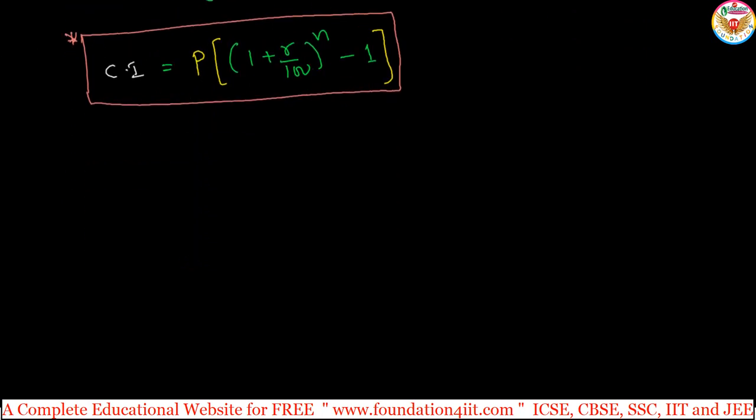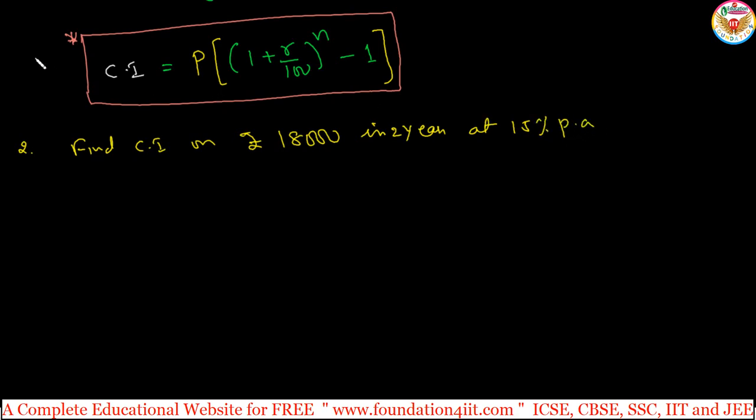Let me show you one question. For example, find the compound interest on rupees 18,000 in 2 years at 15% per annum, compounded annually. So to find out the compound interest here, this is the P, right?